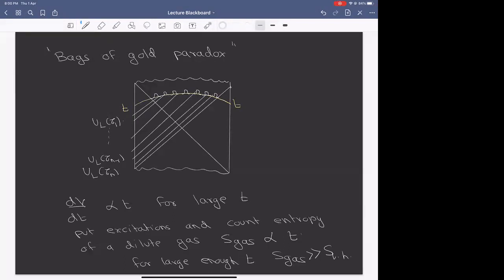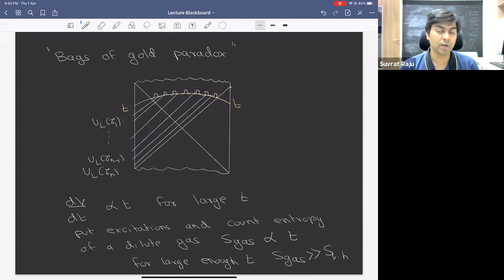Suvrat? Yeah. In these bags of gold paradox, the entropy of the gas you said is proportional to volume, but since it's a theory of gravity, why would anyone even start with saying it's proportional to volume rather than being bounded by the area? Yeah, you're right. But somebody, yeah, good.